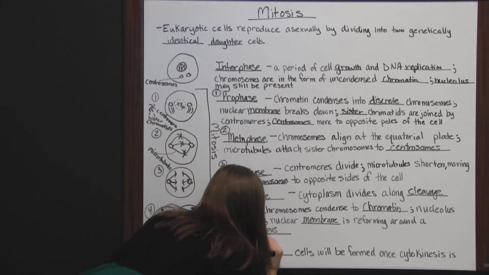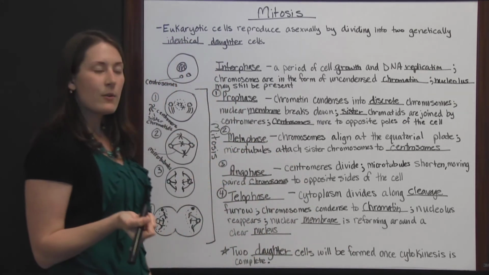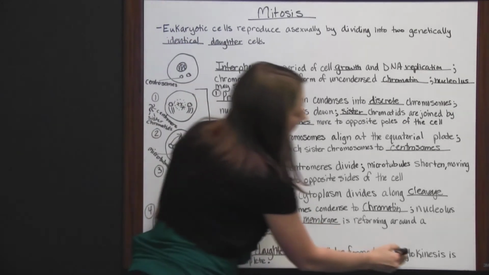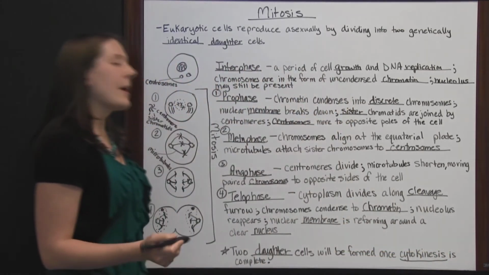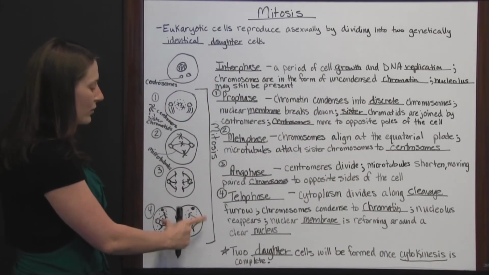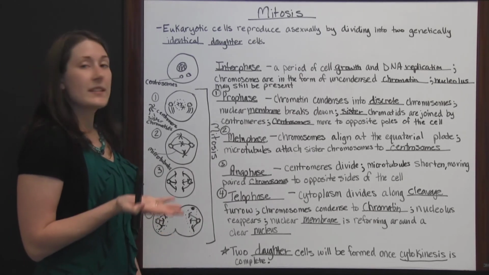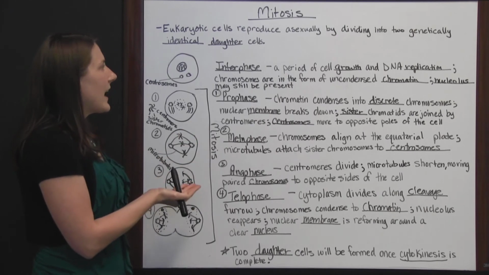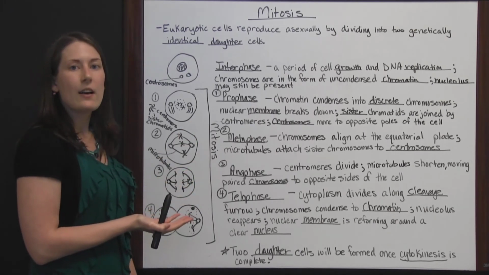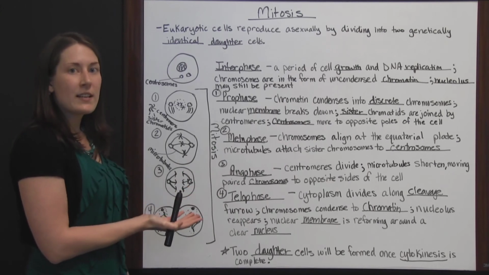Two daughter cells, as we discussed at the beginning, two identical daughter cells will be formed once cytokinesis is complete. And cytokinesis is that process of the cell being cleaved in half to form two new identical daughter cells. So this is mitosis. It is how a eukaryotic cell can reproduce asexually. It just divides into two identical daughter cells.